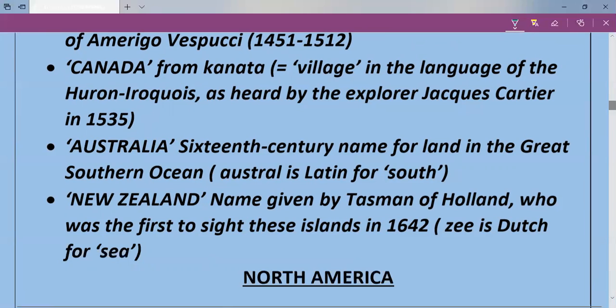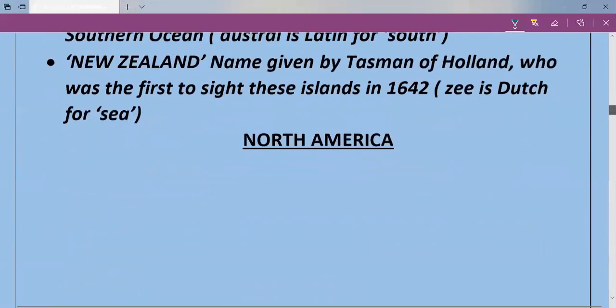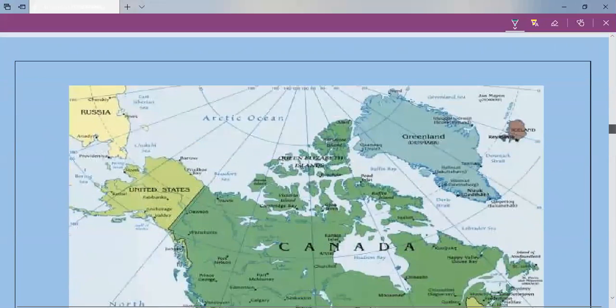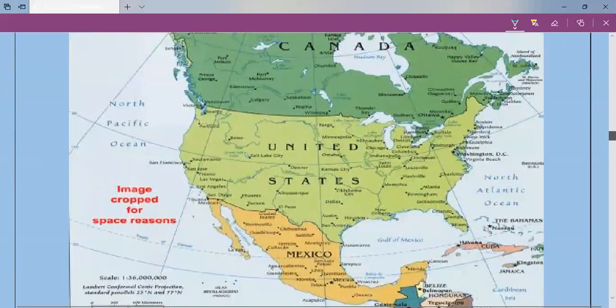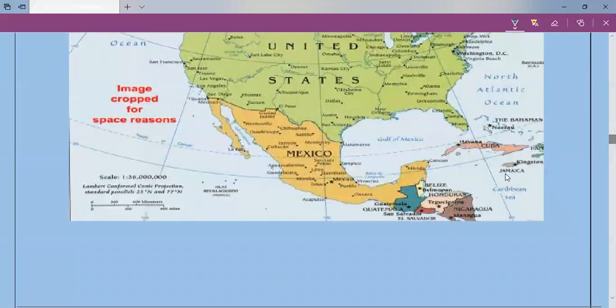So let us see the history of the original inhabitants of North America. Before that, let us see the location of North America. You can see here the United States of America, Canada, Mexico. All these countries are part of North America. Then certain islands are also here, Cuba and other islands. Cuba, you can see Jamaica and all.